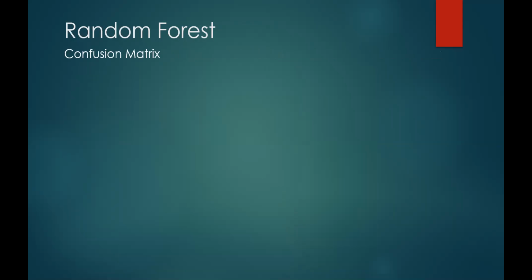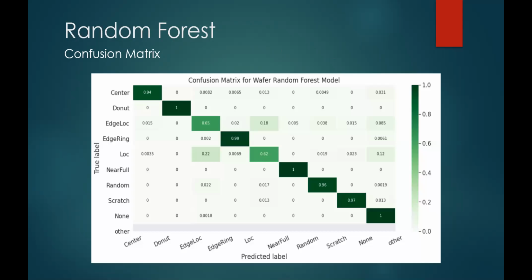Random forest confusion matrix. As per the confusion matrix, the model performance in general is fine, more than 94%, except for the defect 1, loc, where only 62% of the cases matched, and 18% was predicted wrongly as H-loc. And second, the H-loc, where only 65% of the cases matched, and 22% was predicted wrongly as loc.